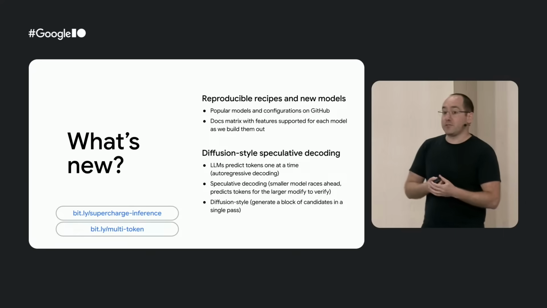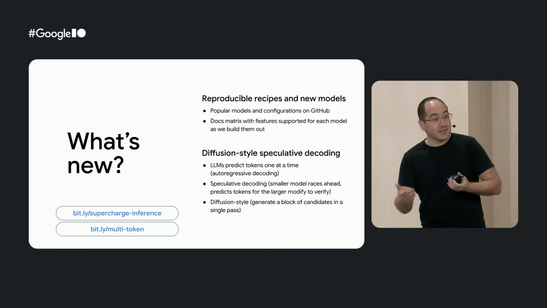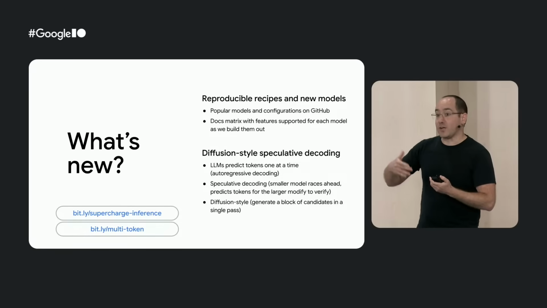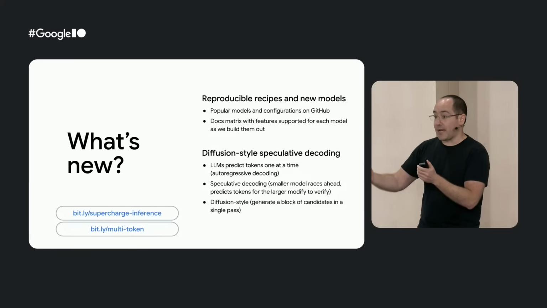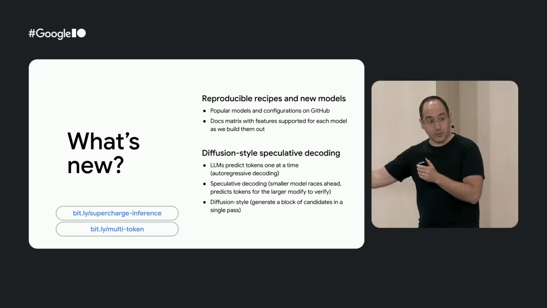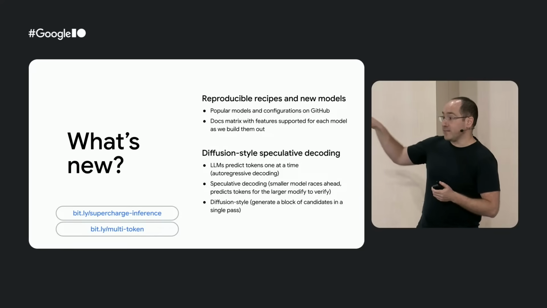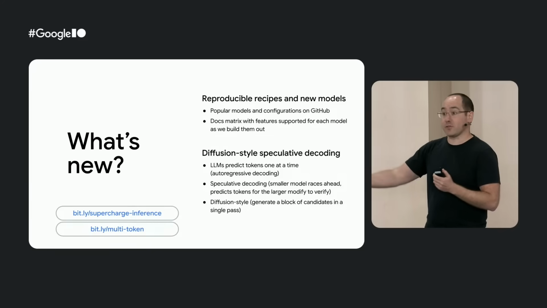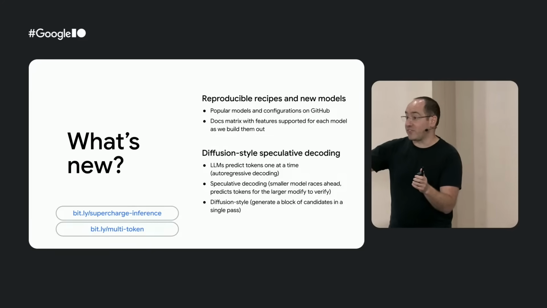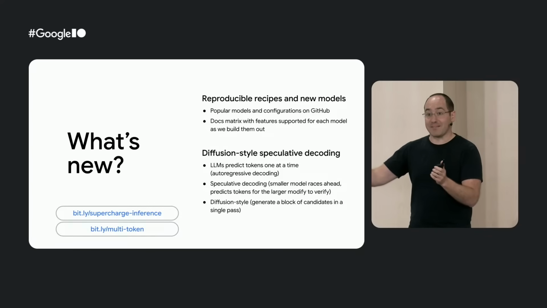Now, usually when you do speculative decoding, you do it autoregressively, which is just a fancy way of saying one token at a time. And if you're doing it that way, there's still a slowdown, because it's one token, the next token, the next token, the next token. What this pull request did, it's diffusion-style speculative decoding. So instead of predicting the next tokens one at a time, you predict them all at once using a diffusion model, which eliminates that bottleneck.